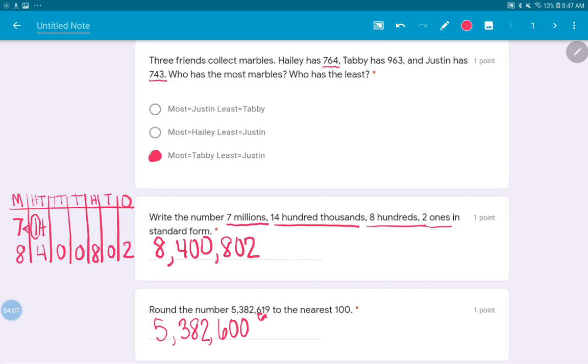The 1 in the tens place value tells the 6 to stay the same. So we're keeping the 6 the same and everything larger. So 5,382,000. The 6 stays the same, and we change the tens and ones to zeros.